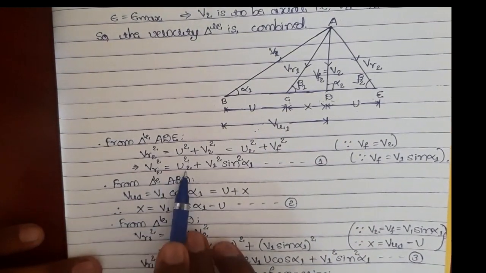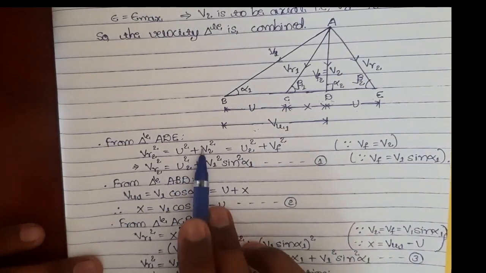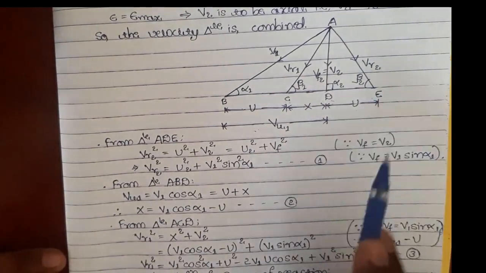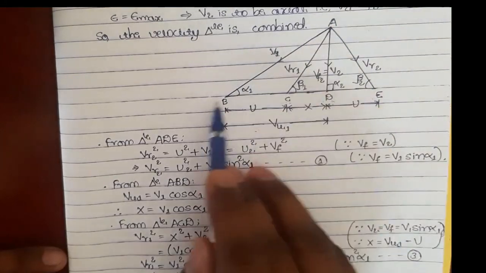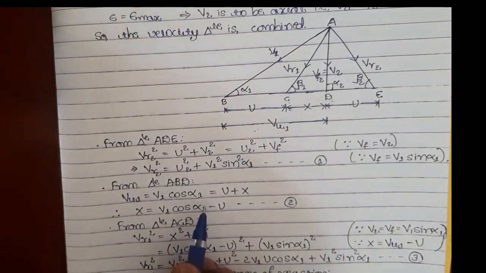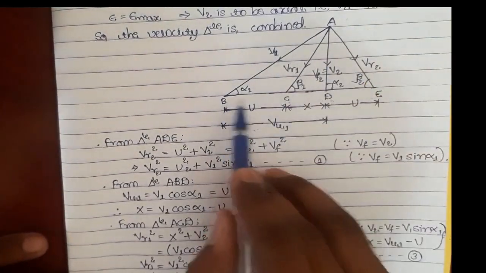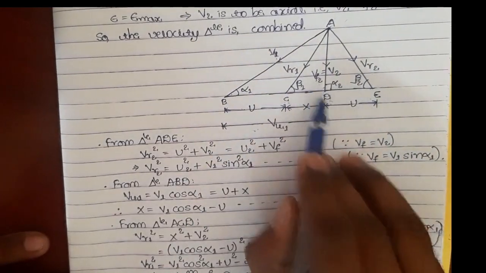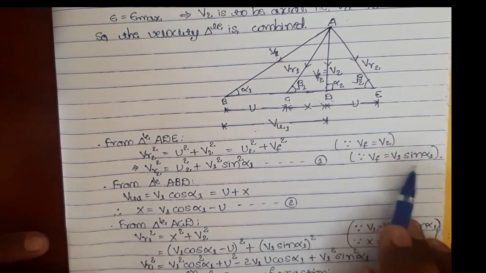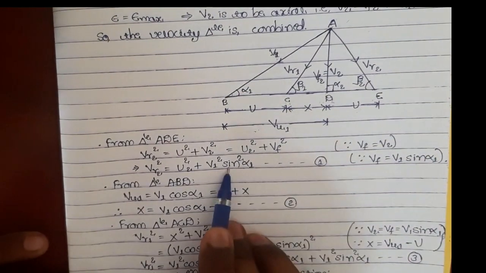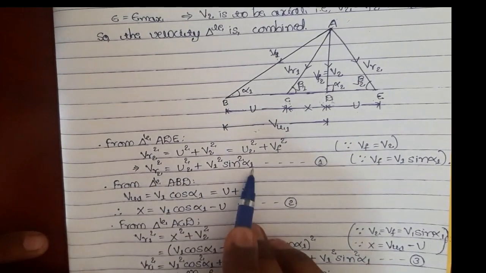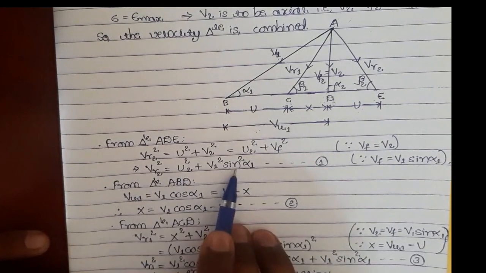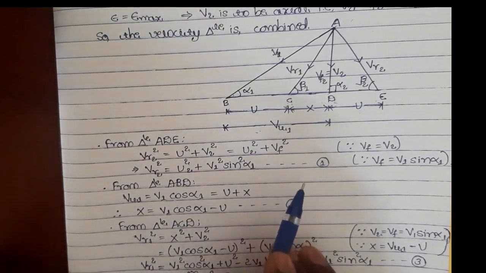So now, let me modify that. VR2 square equals U square plus V2 square, and what is V2? V2 is equal to Vf, isn't it? But what is Vf? According to triangle ABD, the side AD is V1 sin alpha 1, which is Vf. So Vf is equal to V1 sin alpha 1. That is what I have substituted for Vf here. Understood? So VR2 square is equal to U square plus V1 square sin square alpha 1. Let that be equation number 1, right?